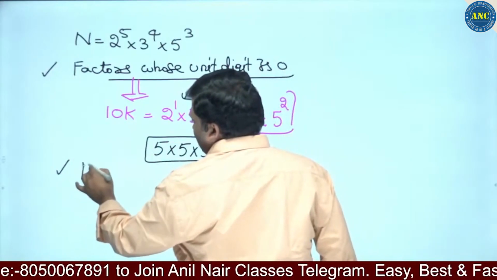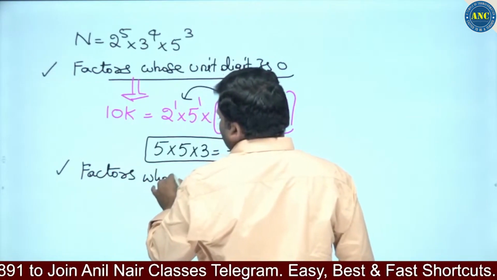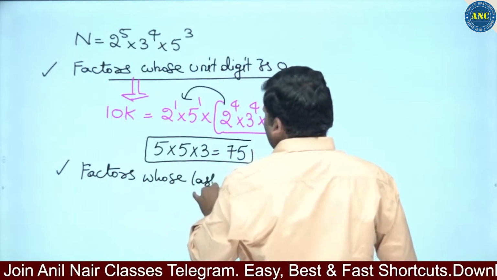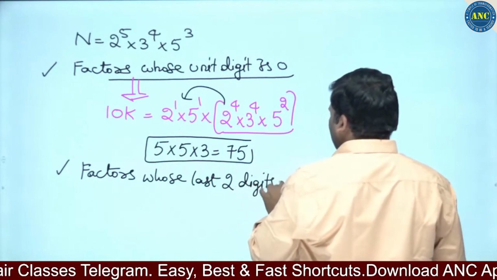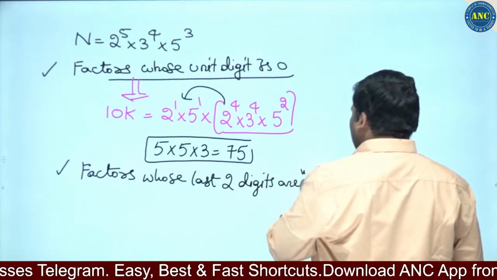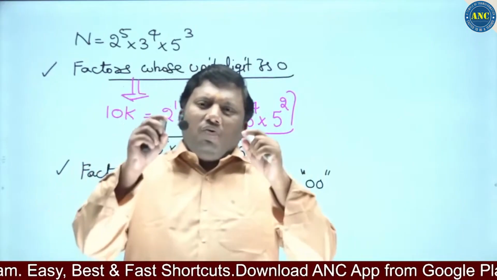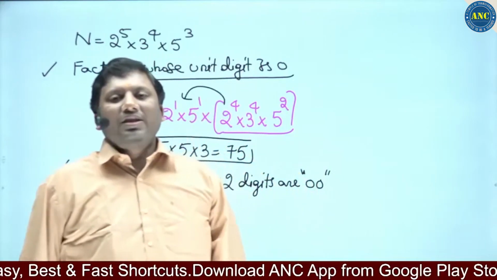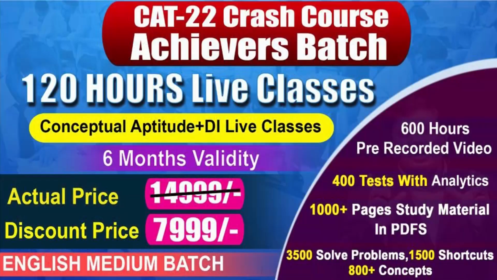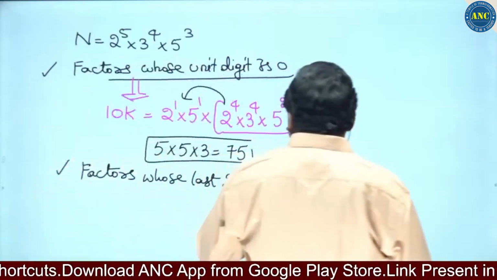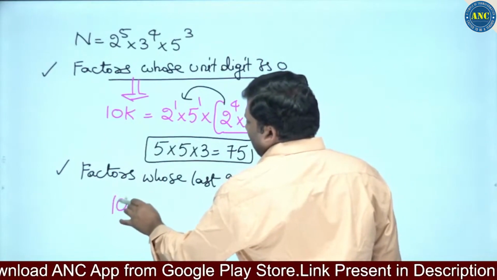Similarly, if the question is factors whose last two digits are 0 0, what we have to do is, what is the smallest natural number where the last two digits are 0 0? 100 is one number, 200 is another number, 300 is another number. All these numbers are multiples of 100.